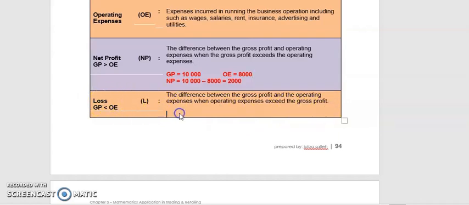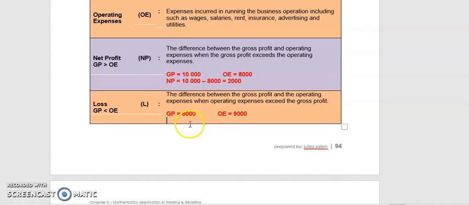Okay, example, I have gross profit of 8,000. But at the same time I need to pay salaries of my workers for that particular month. Let's say salaries of workers are 9,000. So in this case you will suffer a loss, because the amount that you need to pay is more than what you get. So in this case, loss equals 9,000 minus 8,000, meaning that you lost 1,000 ringgit.